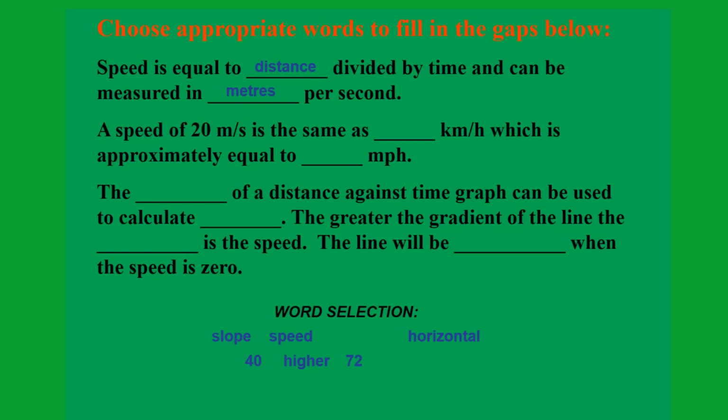Then the second sentence: a speed of 20 meters per second is the same as 72 kilometers per hour, which is approximately equal to 40 miles per hour. Then the third sentence: the slope of the distance against time graph can be used to calculate speed. The greater the gradient of the line, the higher the speed. The line will be horizontal when the speed is 0.